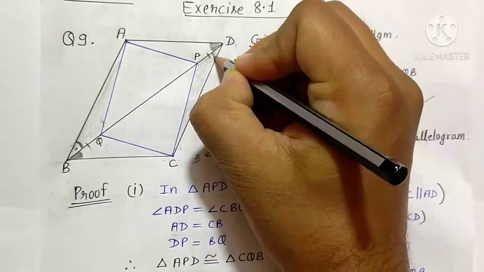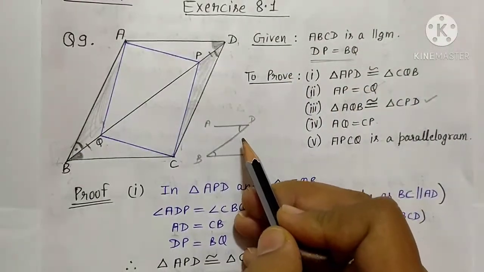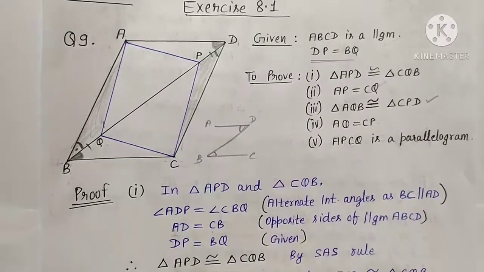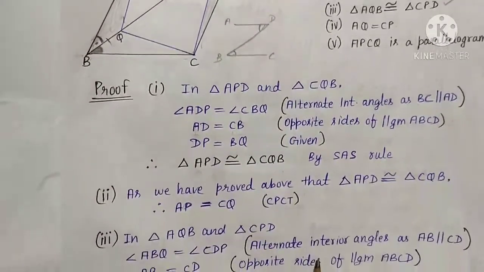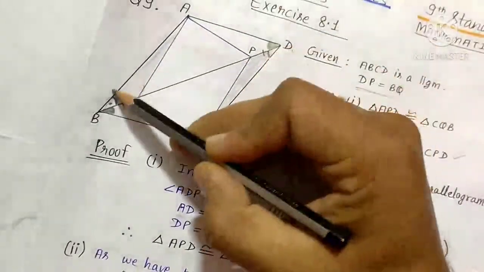CDP, it means we're talking about these two angles. Same as we have proved here, these are alternate angles. In the same way, these two angles are also what? Alternate interior angles, as AB is parallel to CD. This one, AB is parallel to CD.